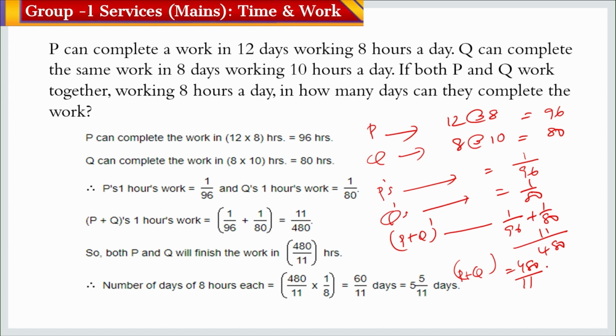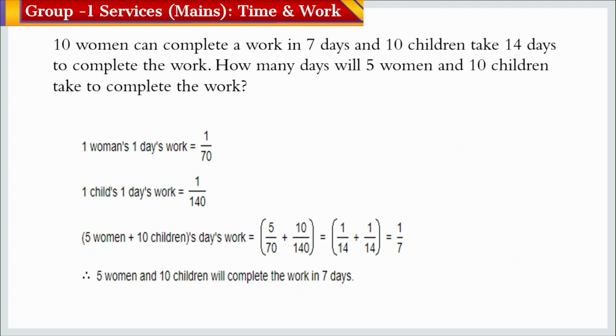It is in hours, so we have to convert this into days. You have to divide by 8. 8 ones are 8, 8 sixes are 48, means 60 by 11 days, or 11 fives are 55, so 5 and 5 by 11 days. So, they can complete the work in 5 and 5 by 11 days. Clear? Okay. We will see the next question.